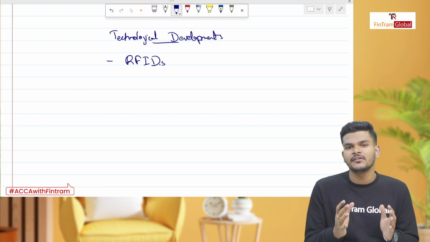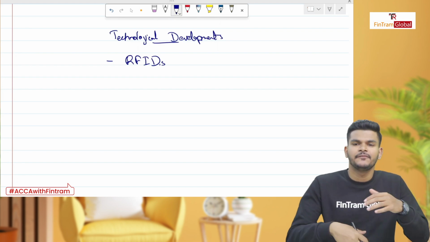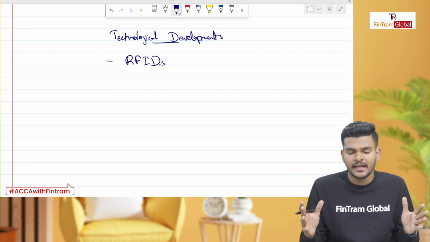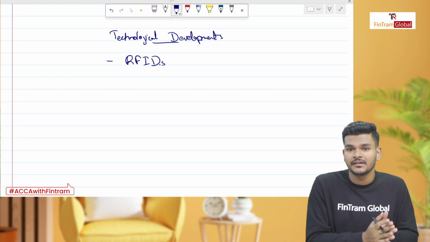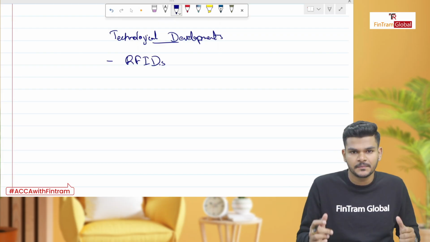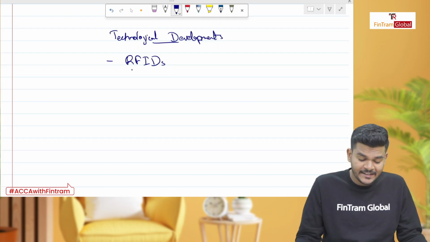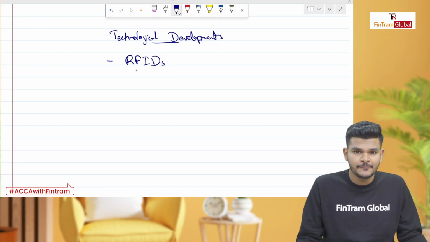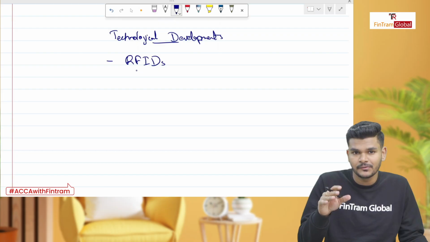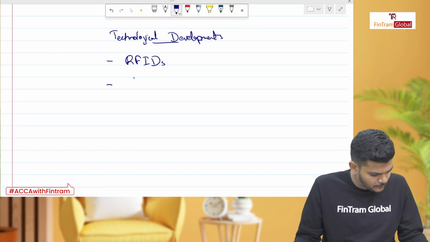So that kind of technology can help track assets. If it's a really huge organization and we're unable to identify where a particular asset is, then you can use RFID tags to track them. That's what a radio frequency identification tag is, which is the full form. So, RFIDs. And then another technology would be network technologies.